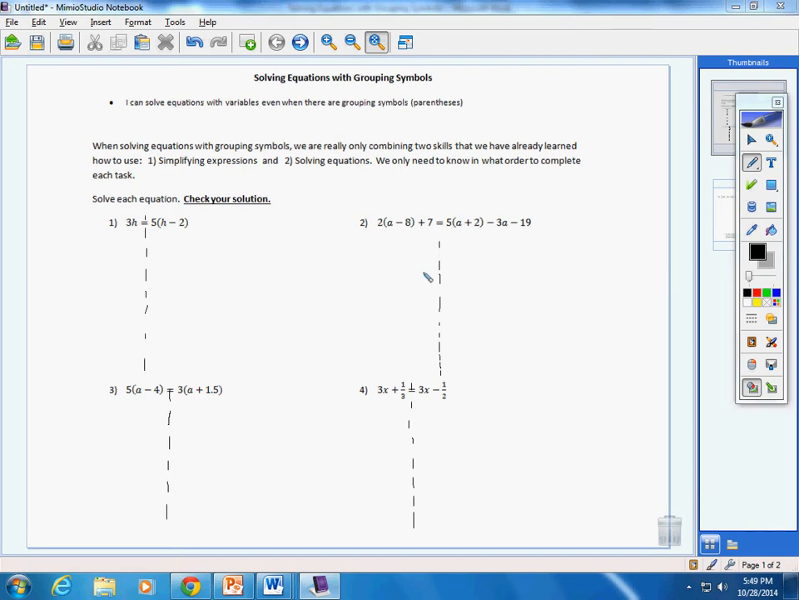Now today we're going to be working with solving equations with grouping symbols. So by the end of the lesson we're hoping to be able to say, I can solve equations with variables even when there are grouping symbols. So in number 1, if you notice, you have variables on both sides of the equation just like we had yesterday. But the new thing today is that we see parentheses.